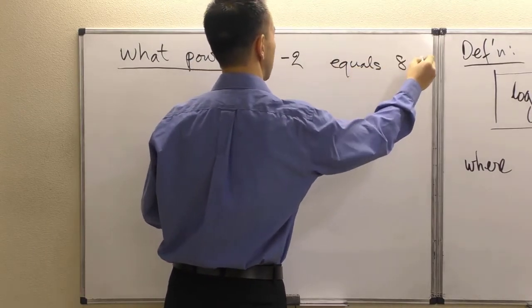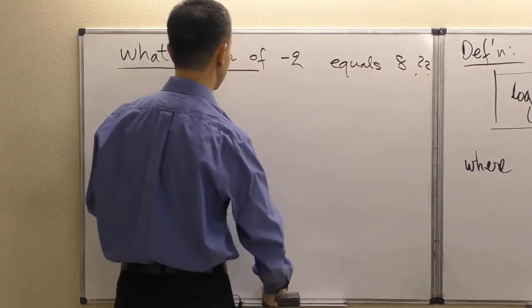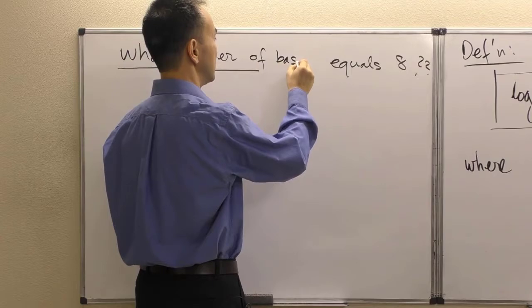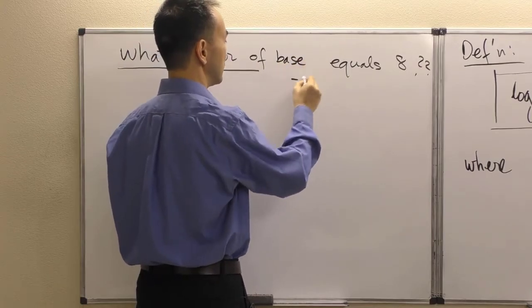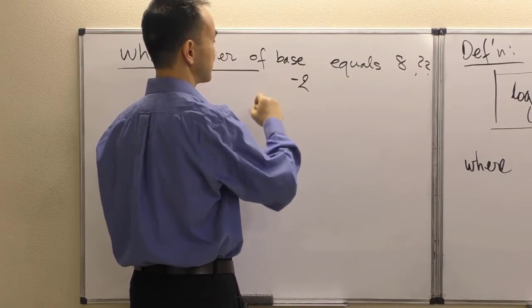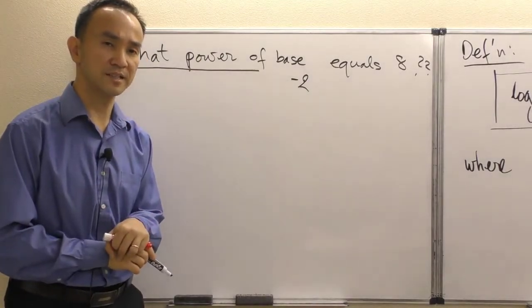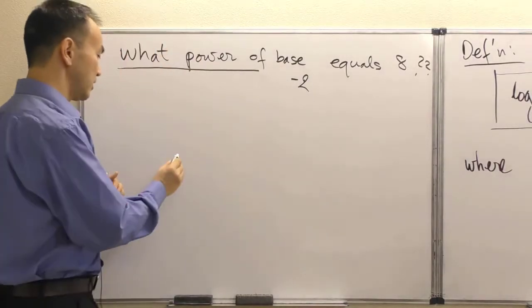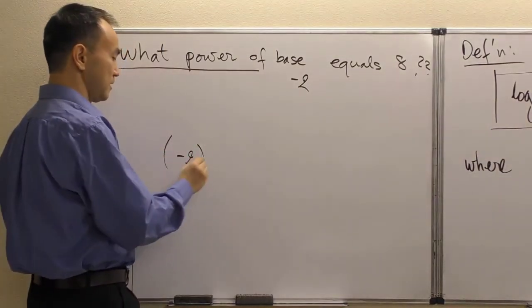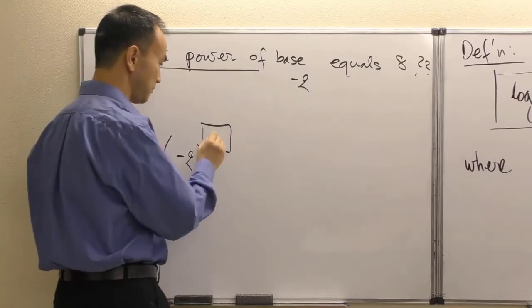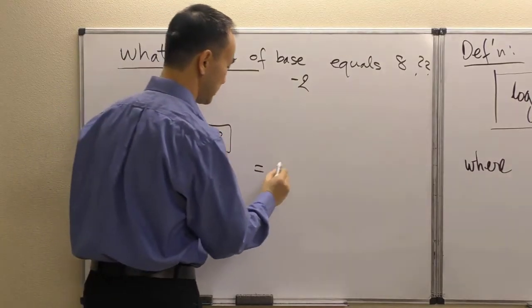Equals 8. I'm just stating, what power of base -2 equals 8? Let's see if we can find that answer. So I want -2 as the base. We want to raise this to some power, and that equals 8.